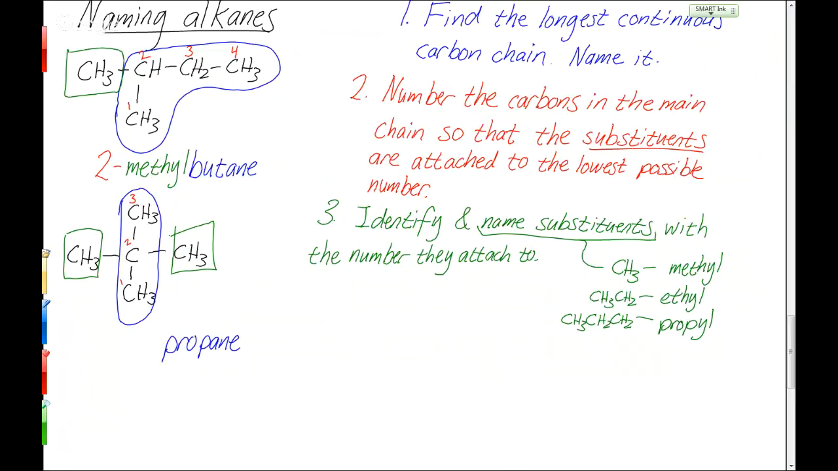And the way that you name something like this with 2 different methyls, each one gets its own number. So you go 2, 2 to indicate that there is one substituent on carbon 2 and another substituent on carbon 2. And then we say dimethyl to indicate that there are 2 methyl substituents.